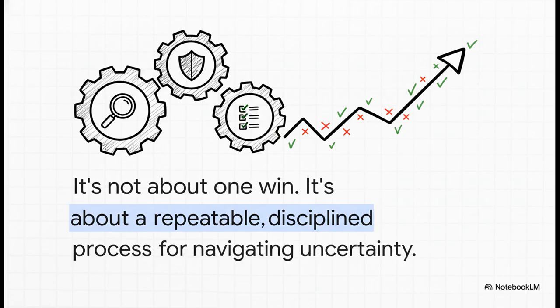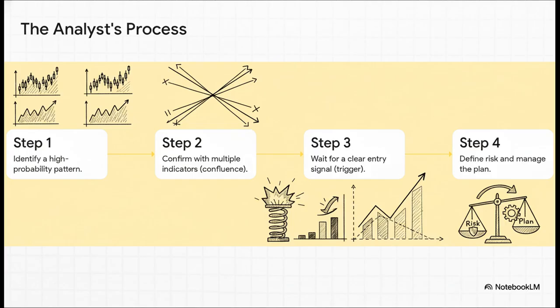The best analysts on the planet know they're going to have losing trades. That's just part of the game. The goal isn't to be a perfect fortune teller. The goal is to have a structured, disciplined, repeatable process that gives you an edge over the long haul. And that whole anatomy of a trade we just walked through, it really boils down to this simple 4-step playbook. 1. Find a high probability pattern. 2. Confirm it with confluence from other tools. 3. Wait patiently for a clear trigger from the market itself. And 4. The most important step of all, define your risk and manage your plan with unshakable discipline.